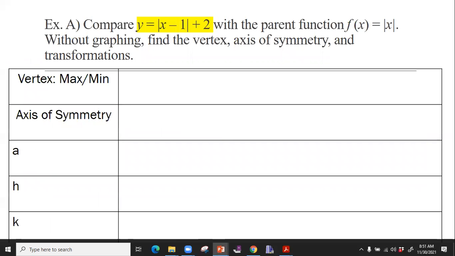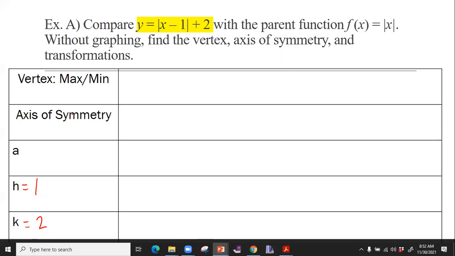All right. So we have y equals the absolute value of x minus 1 plus 2, okay? And we want to know, without graphing, find the vertex, axis of symmetry, and transformation, okay? Your vertex again is based off of your H and your K. So we're going to identify our H and our K first, right? What is our H equal? 1, perfect. And what is our K equal? 2, perfect. And then our A determines whether it's a max or min.